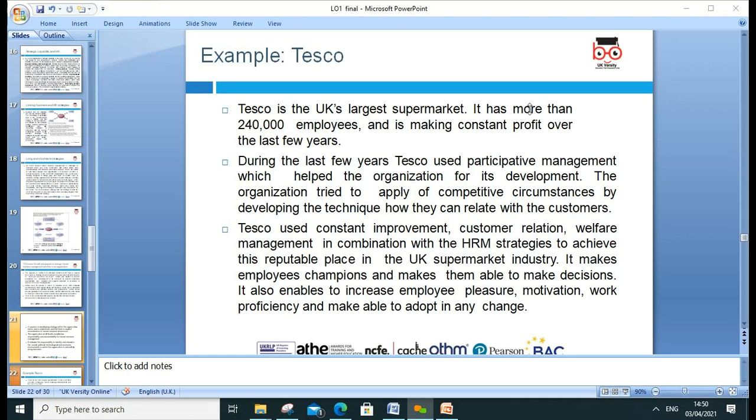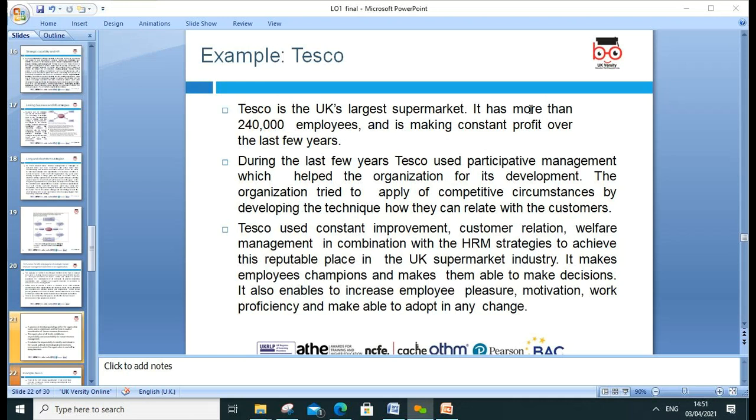This is the example of UK Tesco. It's quite a big supermarket. They have 240,000 employees and make constant profit. Unfortunately, a few years back, Tesco manipulated its profit, and it was in the media, in the bad press. In the last few years, Tesco has used participative management, which helps organizational development. The organization tries to respond to competitive circumstances by developing techniques that relate to the customer. So Tesco constantly improves customer relationships, welfare, and management combination. Keeping their strategies in view, they use the slogan "Every little helps."